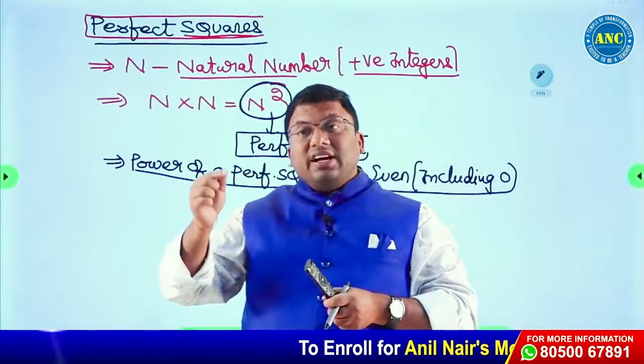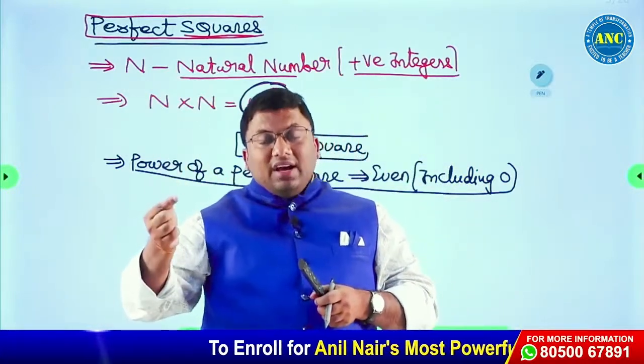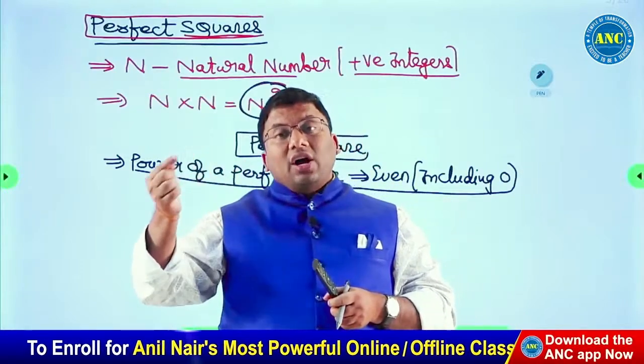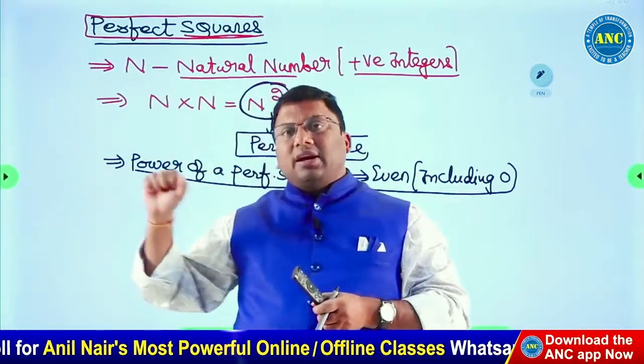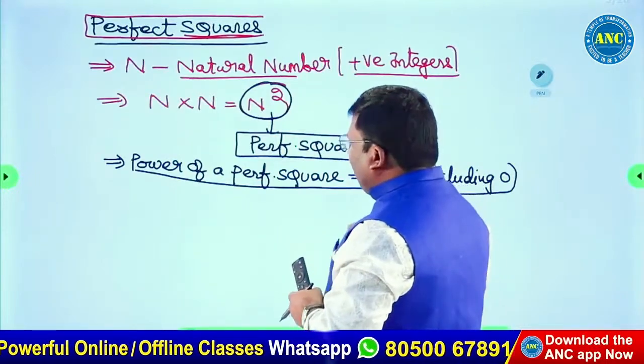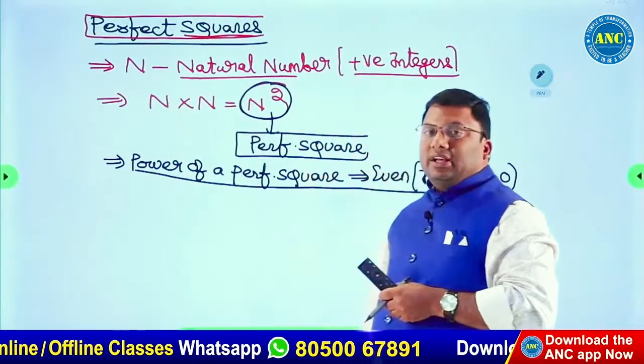If the right hand side is given in the form of a power, where there is a base and the power, if the power is an odd number, definitely the number is not a perfect square. I hope this key point is clear.